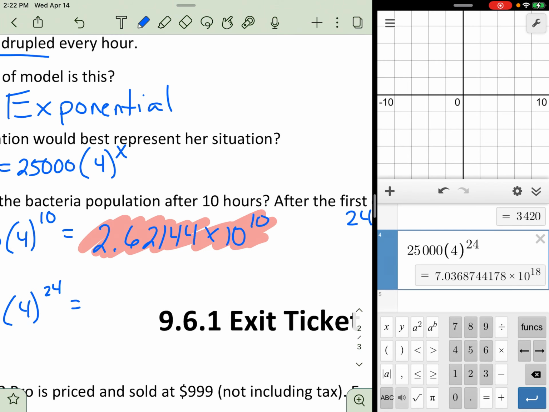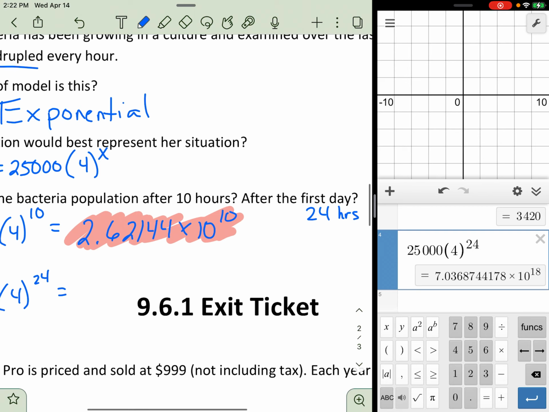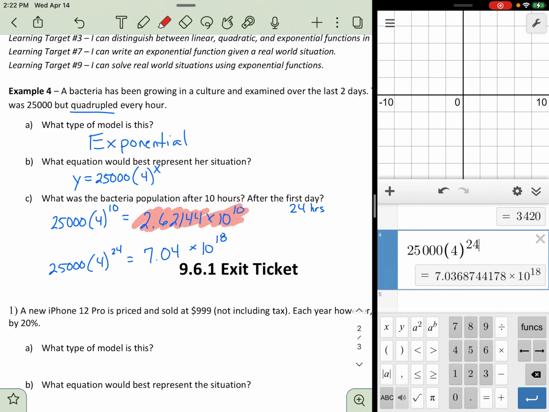24th hour. Woo! What's the name of a number that has 18 zeros in it? I'd have to look it up myself. I would not know. So we're going to say 7.04 times 10 to the 18th power. That's a lot of bacteria. That's a lot, right? But that's after 24 hours. It just kind of shows you how quickly this culture is growing. Okay.